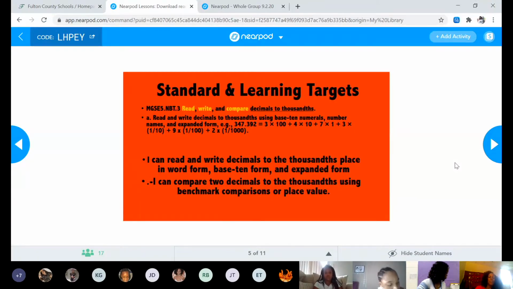All right. So with our standard, we're going to be able to read, write, and compare decimals to the thousands. So our I can statement: I can read and write decimals to the thousands place in word form, standard form, expanded form, and I can compare two decimals to the thousands place using benchmark comparisons or a place value chart.